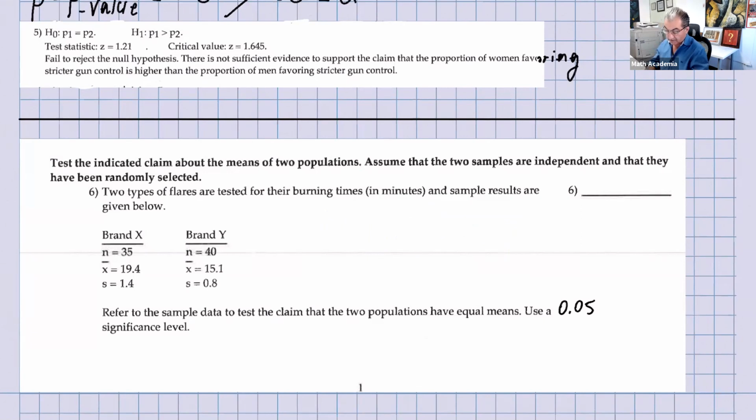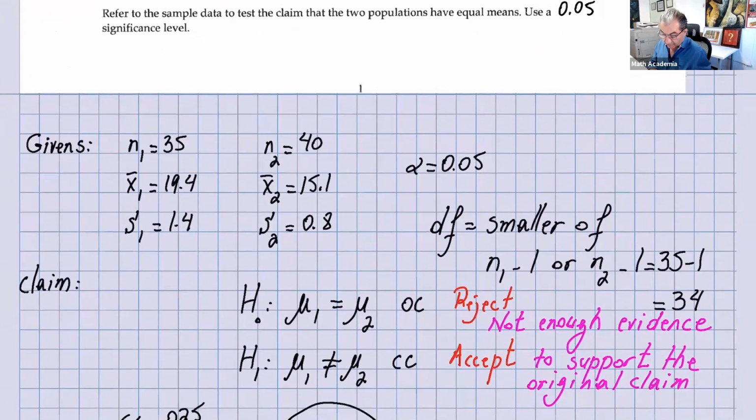Therefore, we're gonna use not pooled. So we're gonna say no to pool. And again, put the givens n1, x bar 1, s1, n2, x bar 2, s2, and alpha is 0.05.